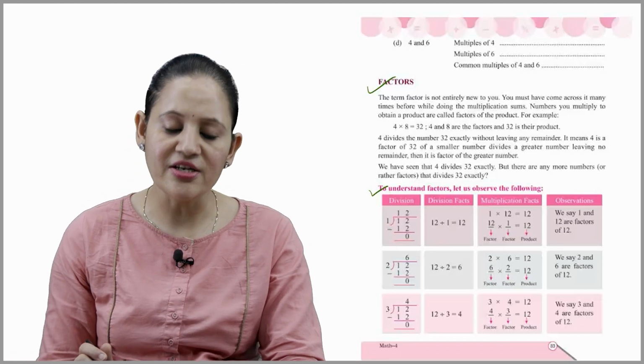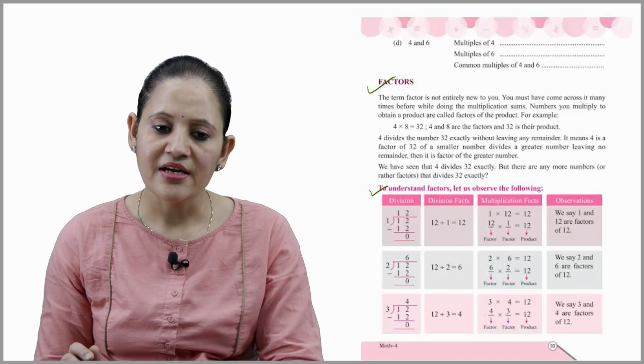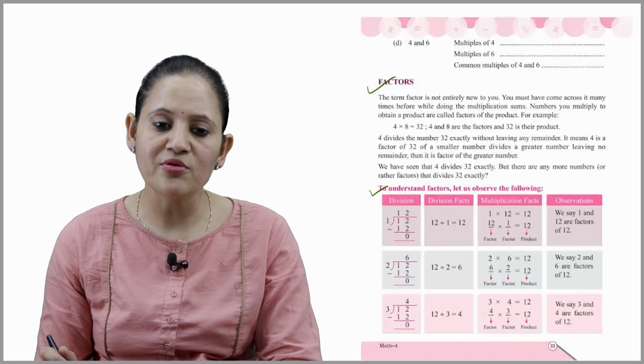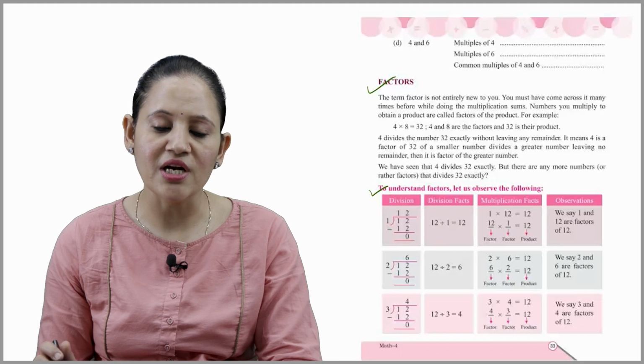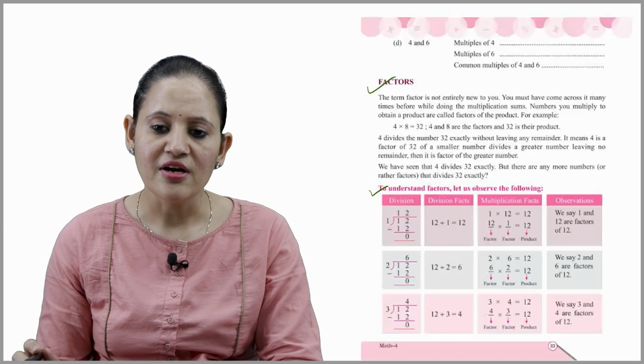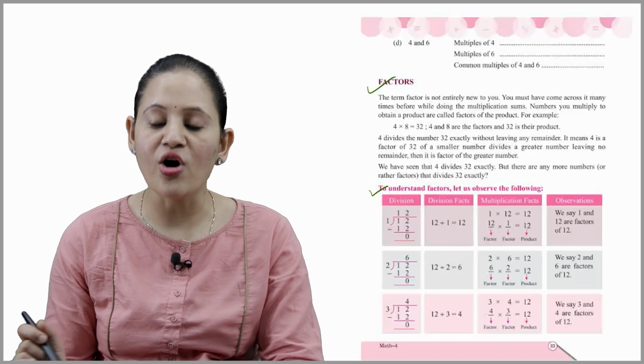Next, if we divide 12 by 2, we'll get 6. Exactly divide करेगा, remainder is 0. So division fact क्या हो जाएगा? 12 divided by 2, that is 6. And the multiplication fact is 2 into 6, that is 12, 6 into 2, that is 12. So we can say that 2 and 6 are the factors of 12. इसी तरीके से हम देखेंगे कि 12 के कई और factors भी हैं.